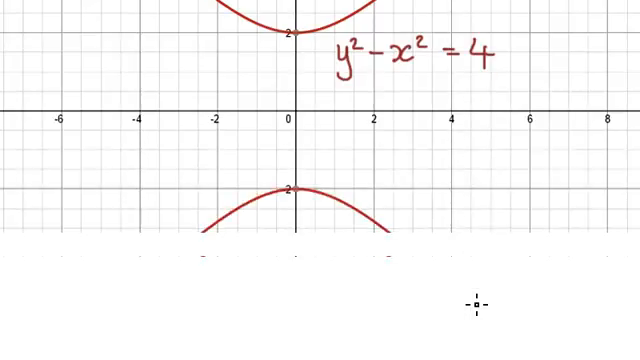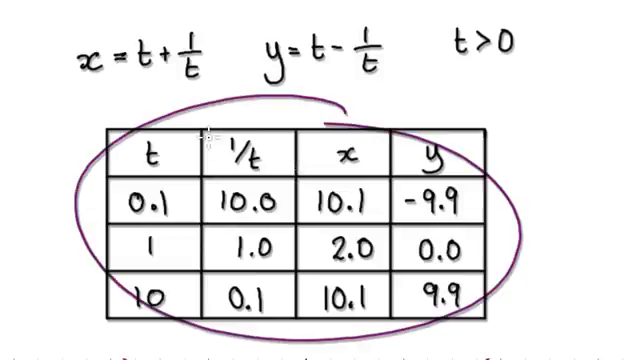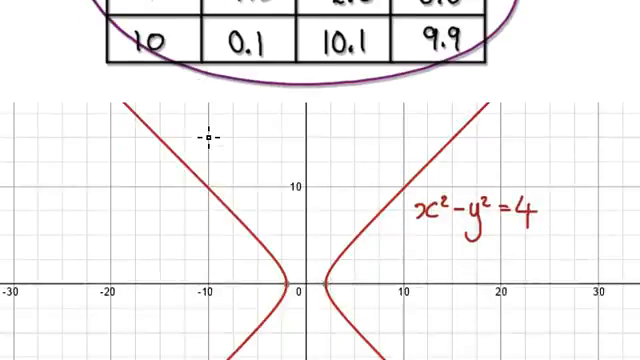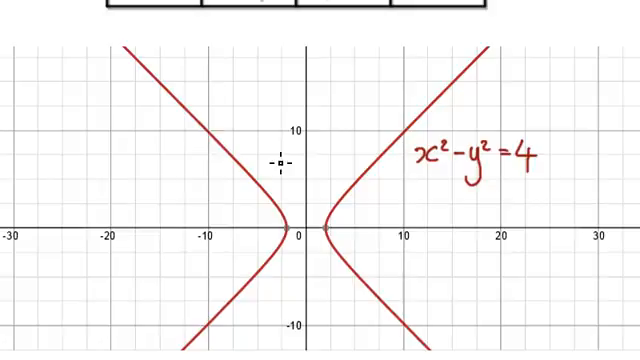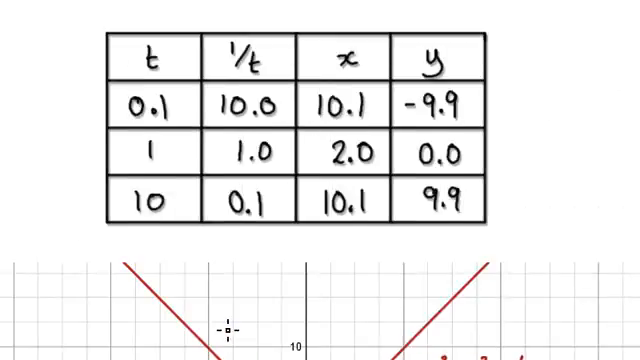or an alternative is to draw your table. So select some simple t, and then create your table. Once you've got your table, then you can plot. Let's say you didn't know the graph here. Once you've got your table, you can then start to plot some points.